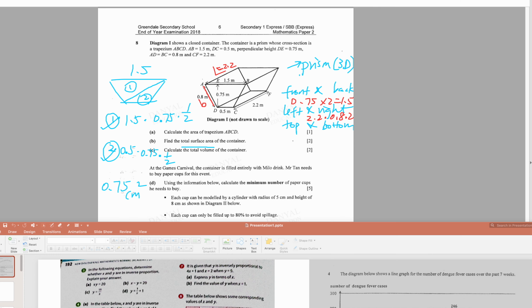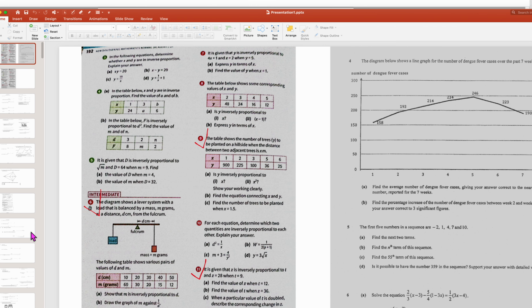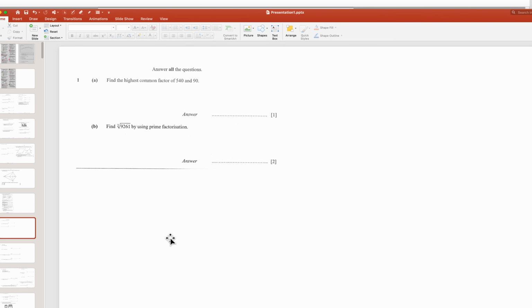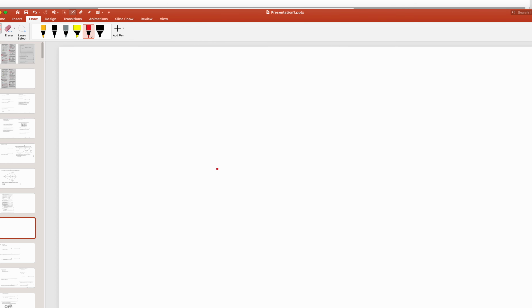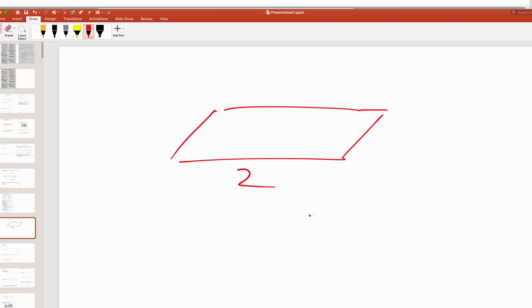For a parallelogram, there's this special characteristic. If the base is 2, they have to give you the height, and the height has to be perpendicular to the base. So it means they have to give you this height. Then only can you find the area of the parallelogram.